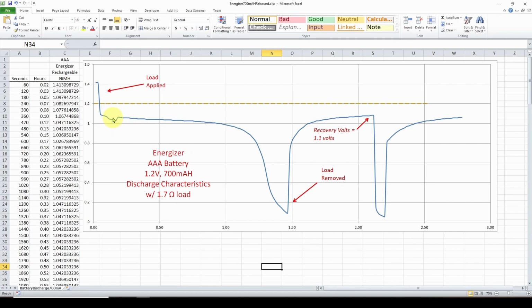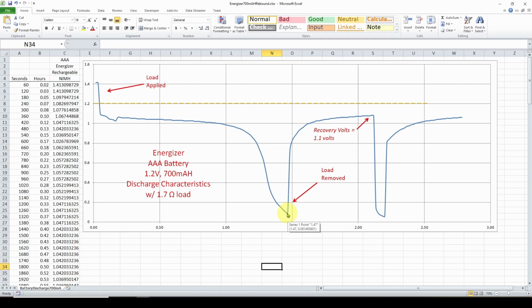I took the same battery and I recharged it completely, and it's a 1.2 volt, 700 milliamp hour, and I ran it through a full discharge. It started out at a little over 1.4 volts, and you can see I applied the load. It went down to 1.1. And it stayed that way down to, this is in hours, half an hour, 1 hour, 1.5 hours. And then it finally died right here.